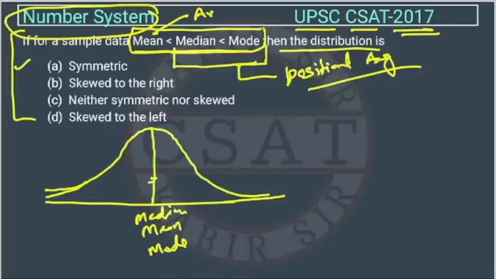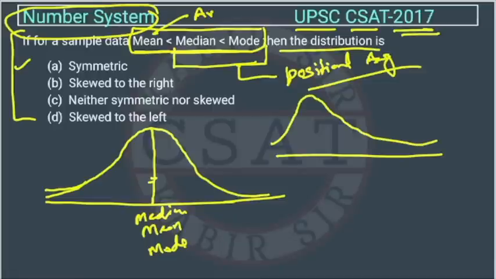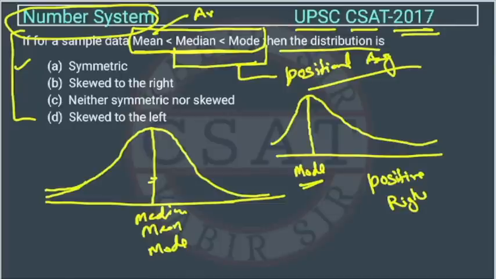But if the data is right skewed, or we call it positive skewed, it looks like this, right? So this will be the mode here. This is called positive skew, or right skew. In this, the mode will be here, the median will be here, and the mean will be here. So this is the mean, and this is the median.